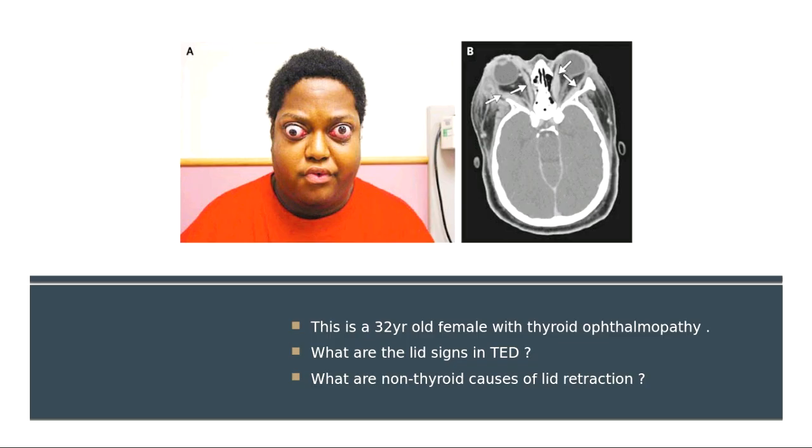I was going to talk about thyroid eye disease, but did you have your lecture on that already? This is considered an autoimmune disease that affects the eye. Yes. So I don't need to. This is a 32-year-old female with thyroid ophthalmopathy. What are the lead signs in thyroid eye disease? We should be able to go through this very quickly. They have eyelid retraction. Correct. And you have scleral show. Very good.